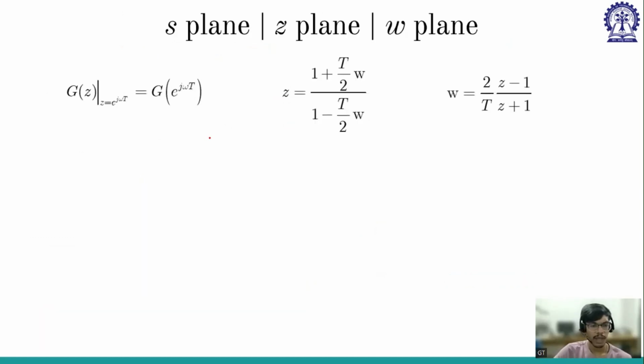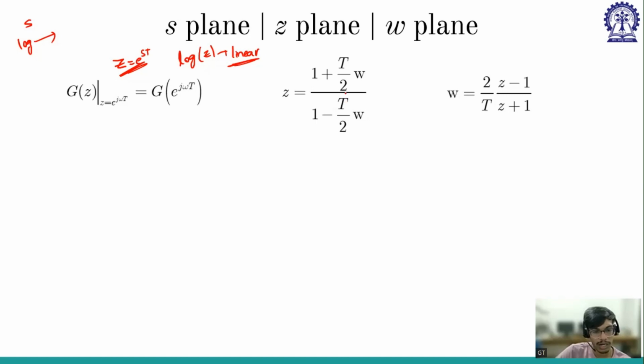Now, one issue is we know that z equals e to the power sT, right? So if we are in the s domain and we want a Bode plot, we take the log, and then it becomes logarithmic. But in the case of the z domain, it becomes exponential. So log of z becomes linear, right? So we are losing the advantage of the logarithmic plot.